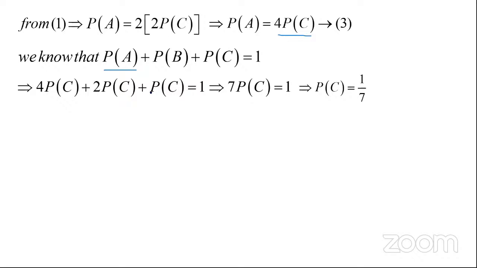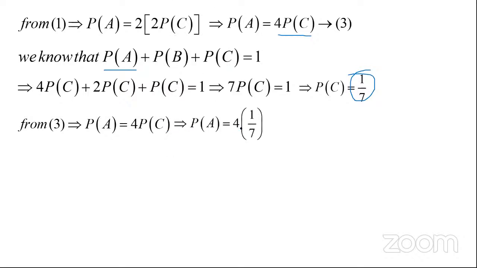So C will win the race 1 time out of 7 times. Now P of A equals 4 P of C. Just substitute the 1 by 7 value in this one. Then you will get P of A equals 4 of 1 by 7, that is P of A equals 4 by 7. So A will win the race 4 times out of 7 times.